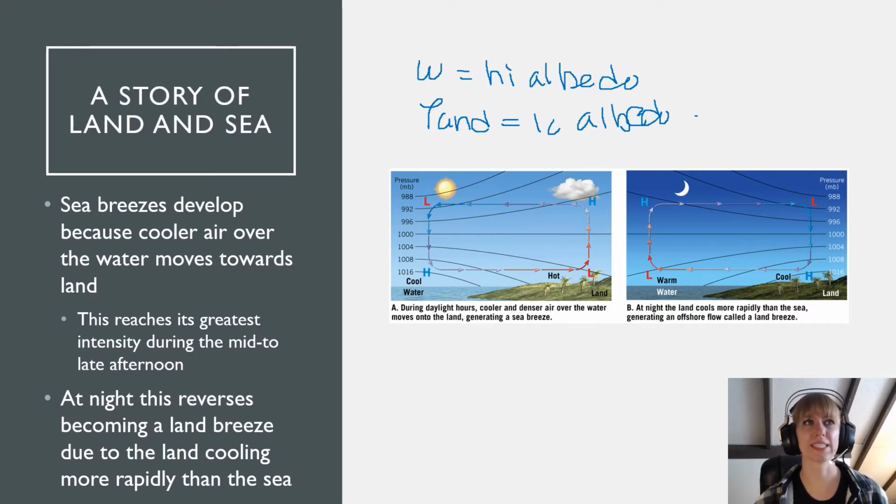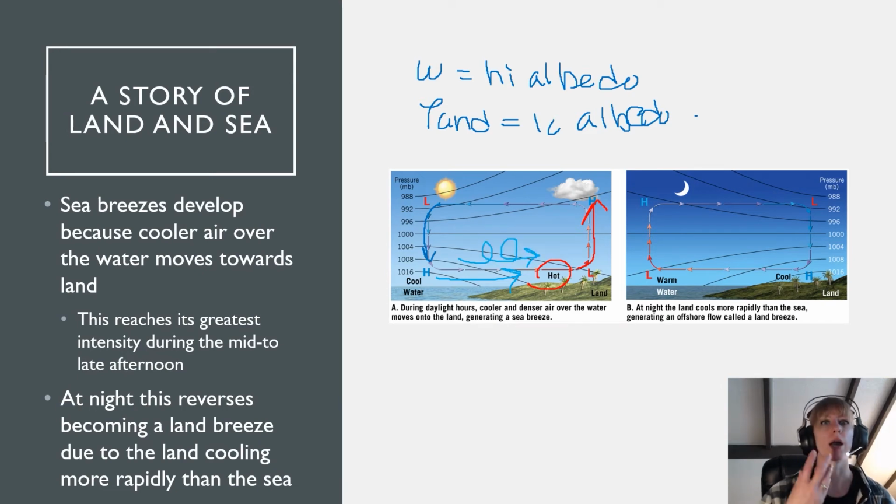So during the day, we get sea breezes. Okay. So what happens is, because of our low albedo, the land heats up faster, which causes air to rise. Where it will cool off and it will sink, and then it gets dragged onto land because that hot air rising creates a vacuum. And this is what causes our sea breeze, which is our cooler breeze.